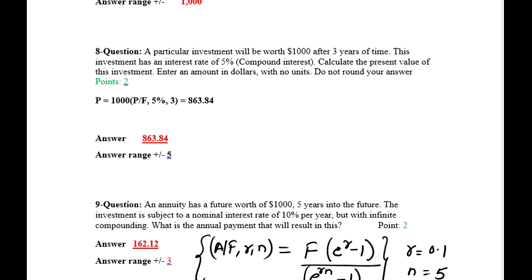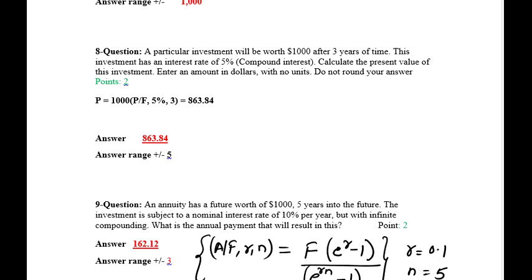Question 8. It's more like a direct question. A particular investment will be worth $1,000 after 3 years. This investment has an interest rate of 5% compound interest. Calculate the present value of this investment. Enter an amount in dollars with no units. Do not round your answer.